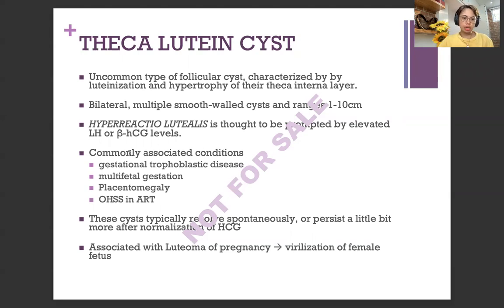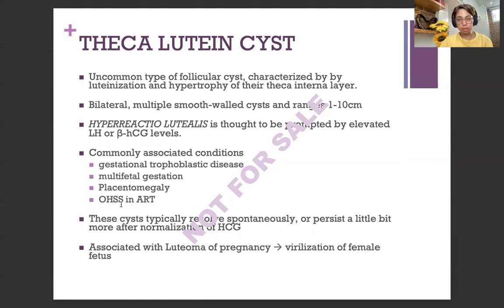Or there is also high beta HCG level among multifetal gestation in large placenta or in OHSS in ART, especially when we try to induce the ovulation, okay, and all those procedures in ART. This typically regresses spontaneously or persists a little bit more after normalization of HCG.